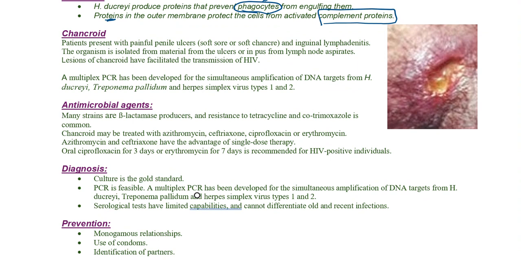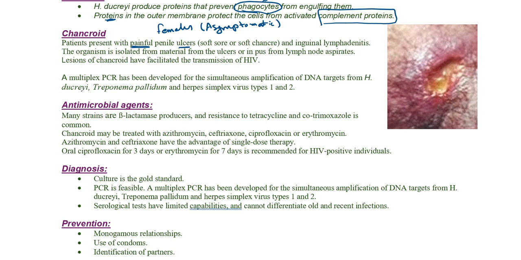A chancroid is typically painful ulcer. It's either penile or on the buttocks, and it also affects females, but in many females it's asymptomatic. So it might be an ulcer on the labia minora, for example.